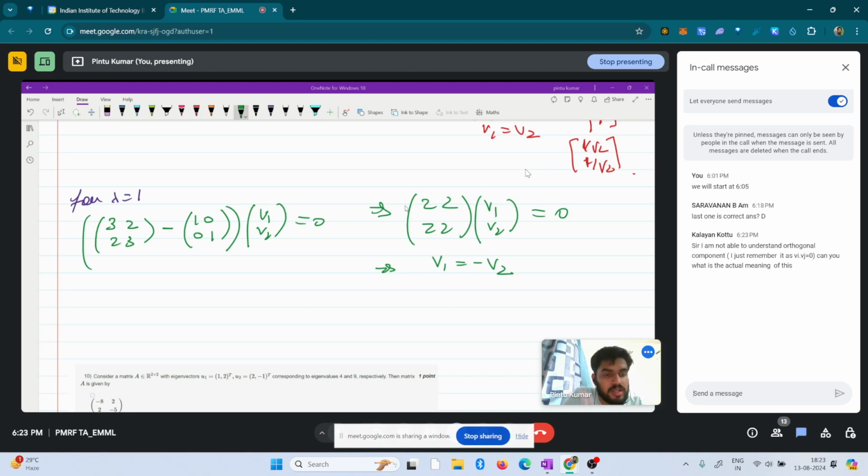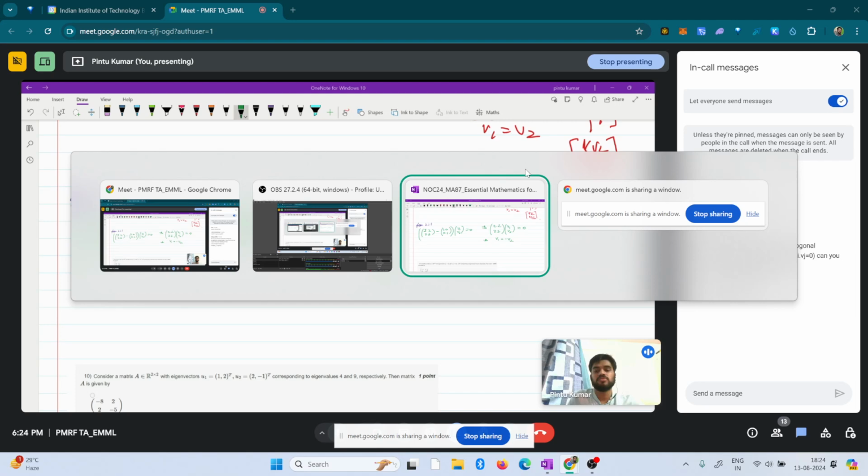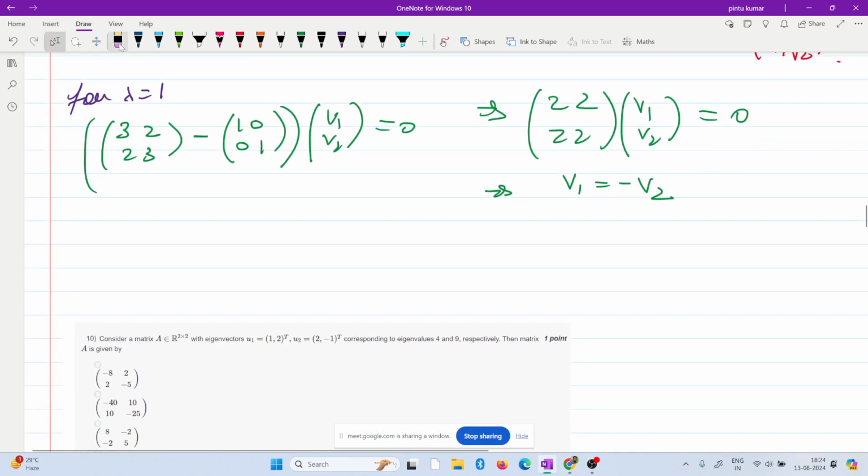Kalyan Kotu, orthogonal elements of components of what? Can you be more precise where you came across this term so that I can explain it more clearly? Okay, orthogonal projection. Okay, in week 2, 3 videos. Okay, so I'll try to explain it.